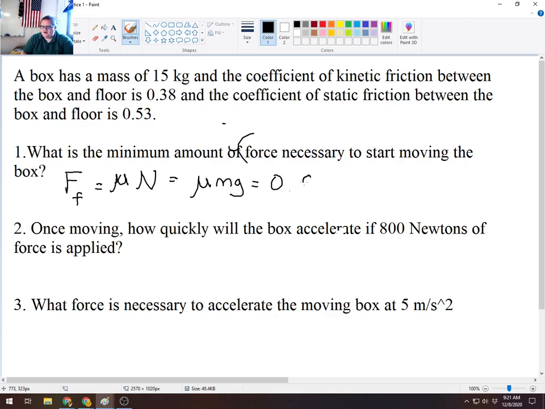Okay, 0.53 times the mass, which was 15, times g, which of course we know now, hopefully, is 9.8. So again on my calculator, 0.53 times 15 times 9.8 is 77.91, and because of the force, it's friction.